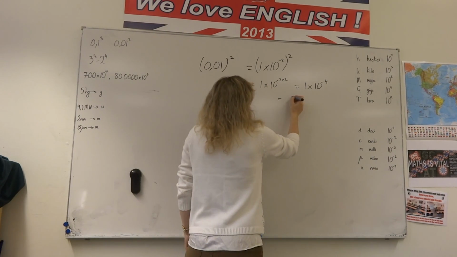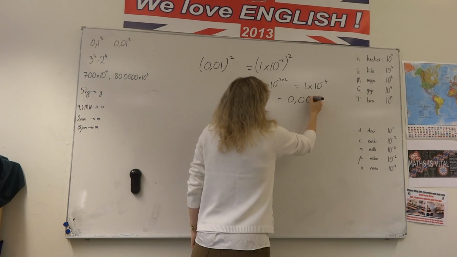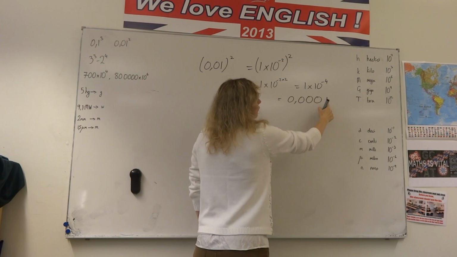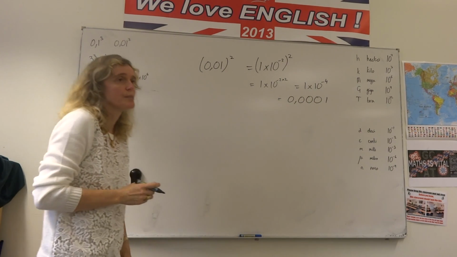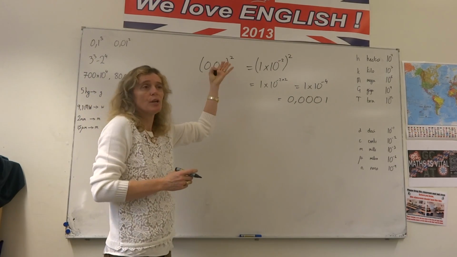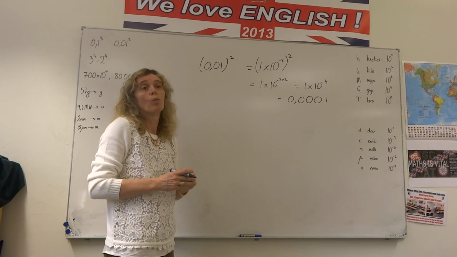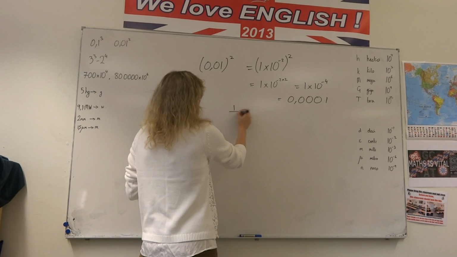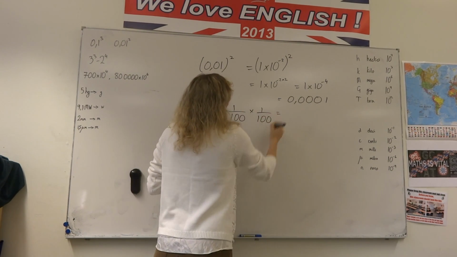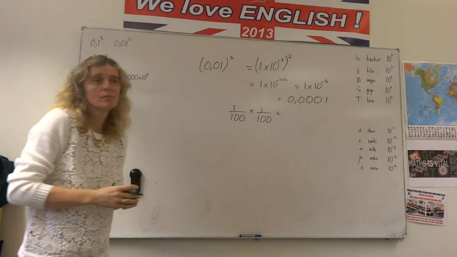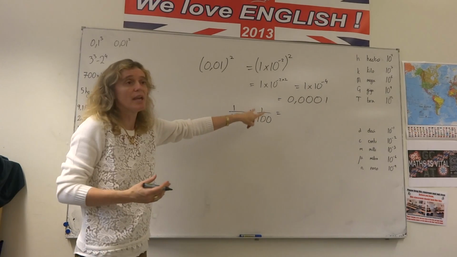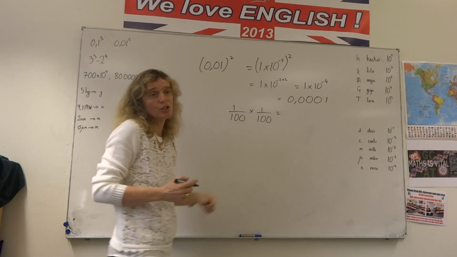That is the same as 0.0001. 1, 2, 3, 4 places back the decimal point has been moved. Or 1/100th multiplied by another 1/100th is the same thing, giving you 1/10,000, or 0.0001. So these will all give you the same thing, but this method saves you time.